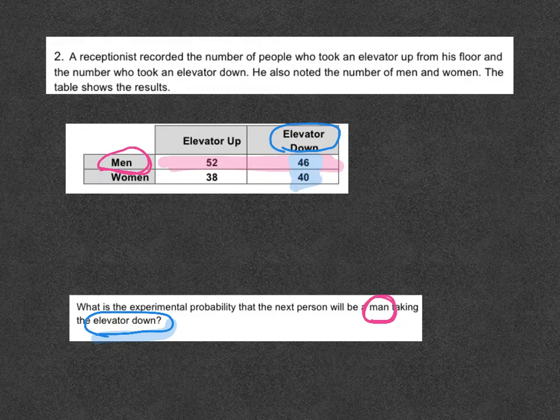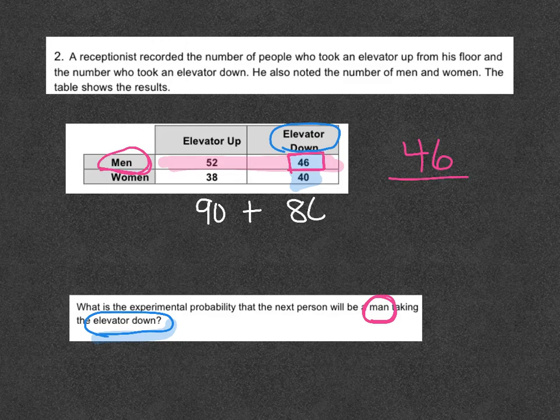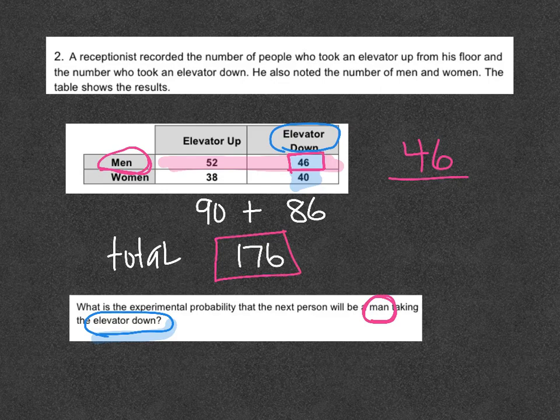The point where they intersect or cross, the number that's in both pink and blue for me, is 46. That's going to start my answer. There were 46 guys who took the elevator down. And in order to finish the probability answer, I need to get the total. The total people of elevator up was 90. The total people for elevator down was 86. That means overall, there were 176 people. That's going to be the second number that you need for your answer.